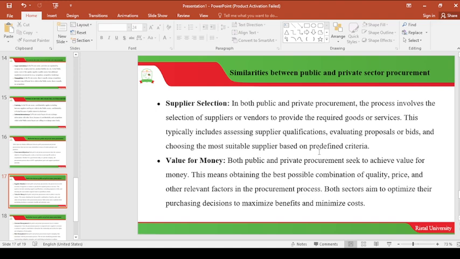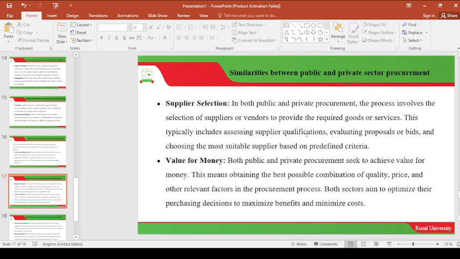So both of them need to assess the suppliers. They need to evaluate the proposals or the bids, and at the end they select their suitable supplier. So both of them have supplier selection. Then there is value for money. Both public and private procurement seek to achieve value for money.